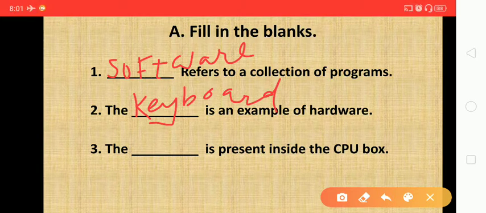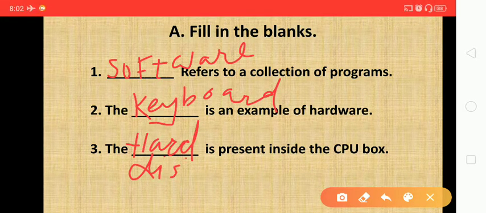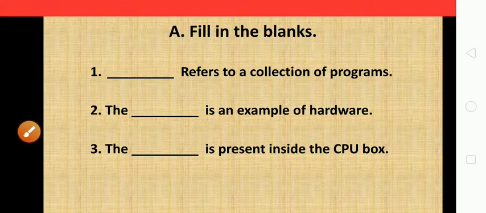Next, the dash is present inside the CPU box. What is present in the CPU box? You have to find it from the given options. First is mouse. You know very well mouse is not present in the CPU box, it is external hardware and we use it with our hands. Second is monitor, it is also not a part of the CPU, it is a separate display where we see our output. And third is hard disk. Yes, the hard disk is present inside the CPU box. This is right.